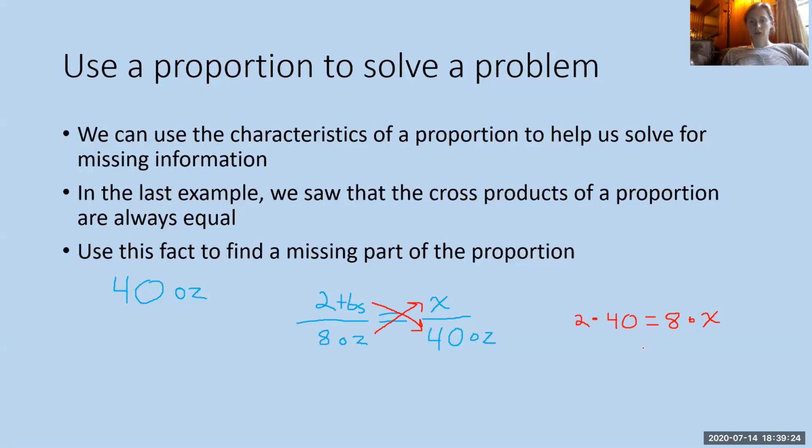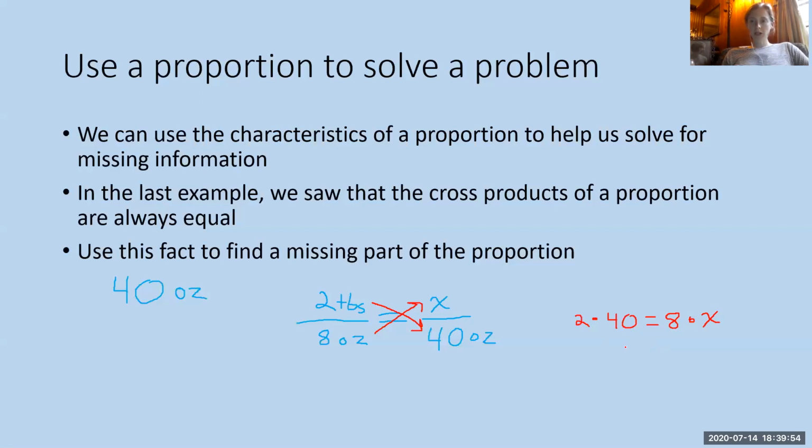So we know this situation should be a proportion. If it should be a proportion, that means its cross products have to be equal. So we're going to use that fact to help us figure out the missing value. And again, since these numbers are pretty small and work together nicely, the answer might jump out at you. You might see that 2 times 40 is going to be the same thing as 8 times 10. But let's say that doesn't jump out at you.